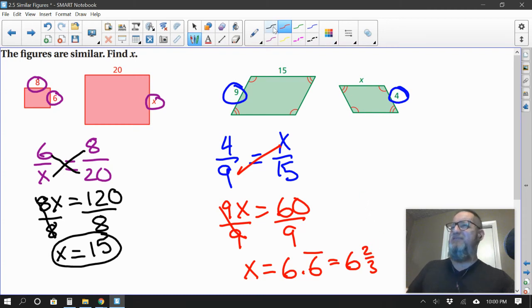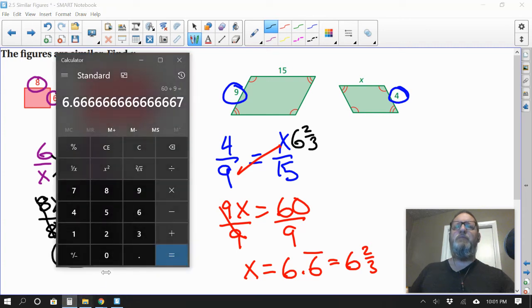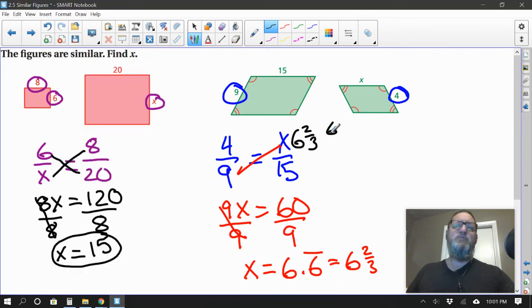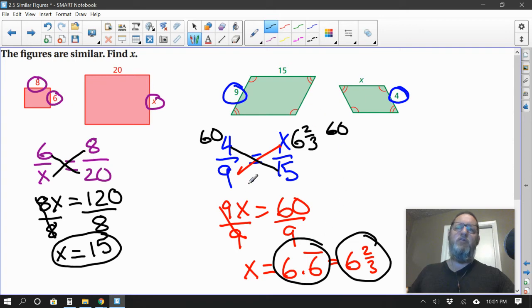One thing to check, I'm just feeling a little uncomfortable with that answer, but let's double check. So let's check those cross products. So if I put 6 and 2/3 here, okay, so 9 times 6 and 2/3. Let me bring that calculator back up. Oh, well, it's the 0.6 repeating still here. So let me multiply that by 9 and I get 60. Okay, so this cross product does equal 60. Oh, and we already know this cross product equals 60. Perfect. There we go. We've verified the answer is definitely 6 and 2/3 or 6.6 repeating. Our cross products are equal.